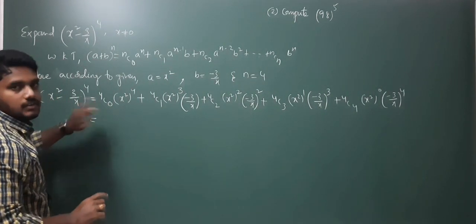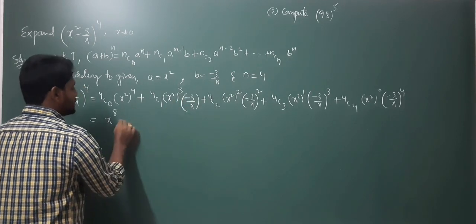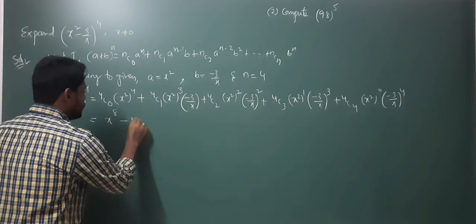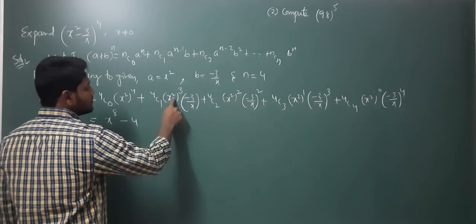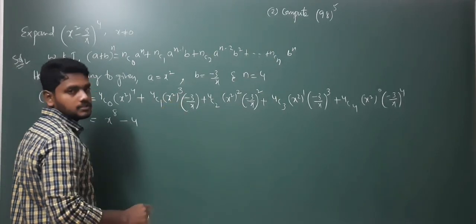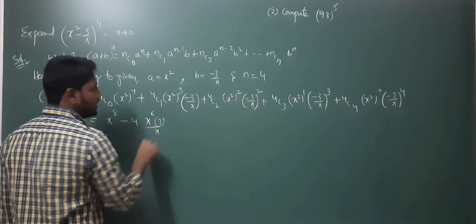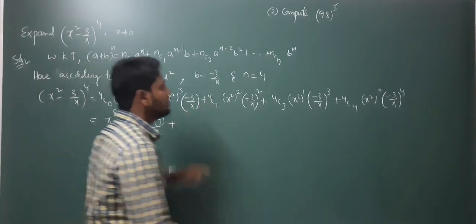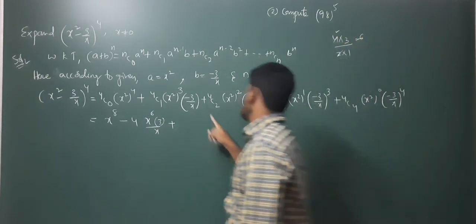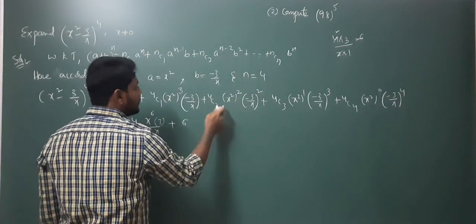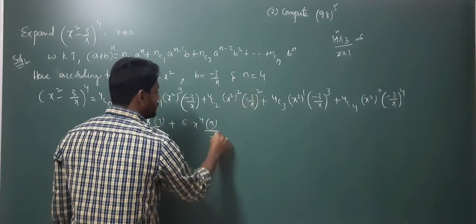We know that any nC0 value is 1, right? So 1 into (x square) whole power 4 is x power 8. Next, minus into plus is minus 4C1. 4C1 value is 4. 5C1 value is 5, 10C1 is 10, nC1 is n. Remember those. Now (x square) whole cube is x power 6 into 3 by x. Plus 4C2 value. How to find 4C2? 4 you decrease 2 times and 2 also, which is 6. So this will become 6 times x power 4 into (minus 3) whole square, which is plus 9 divided by x square.